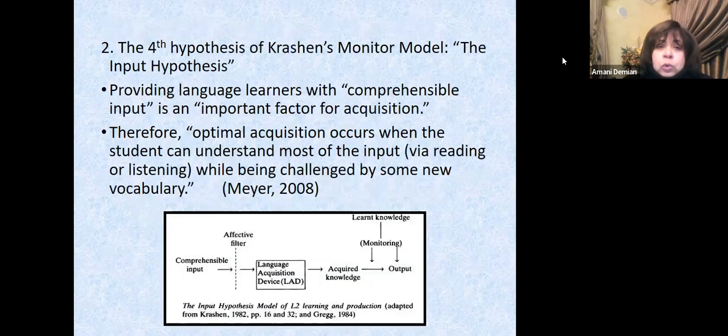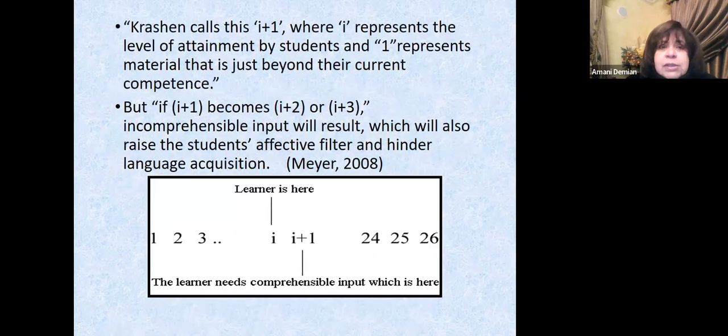Another hypothesis of Krashen is the fourth hypothesis, of the monitor model, which is the input hypothesis. It says that providing language learners with comprehensible input is an important factor for acquisition. Therefore, optimal acquisition will occur when students can understand most of the input through reading and listening, while being challenged by some new items. Krashen calls this I+1, where I refers to the attainment of the student at this level, and 1 represents the new material that goes beyond their level of attainment. But if this I+1 becomes I+2 or I+3, incomprehensible input will result, which will also raise the student's affective filter and hinder their language acquisition.